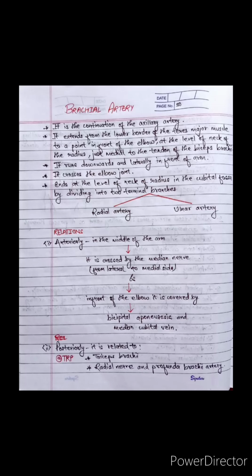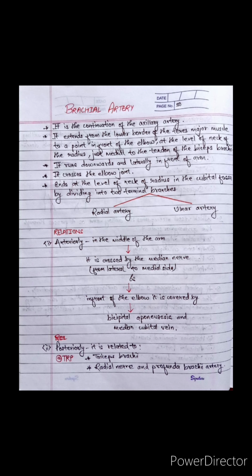Today we are going to study about the brachial artery. It is the continuation of the axillary artery. It extends from the lower border of the teres major muscle to a point in front of the elbow at the level of neck of the radius just medial to the tendon of the biceps brachii.